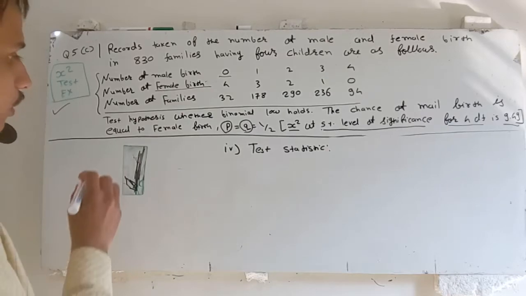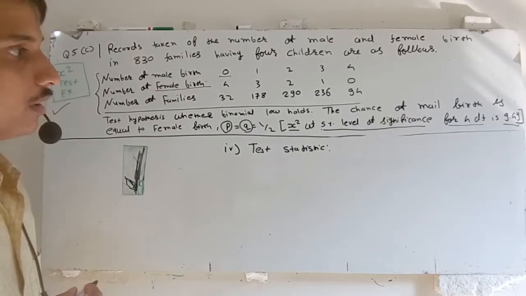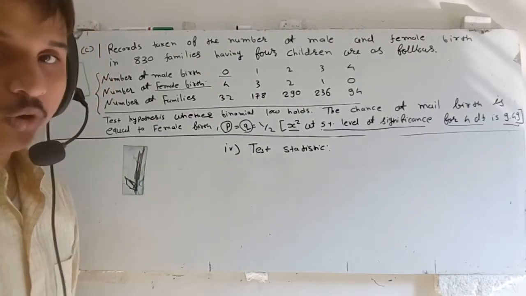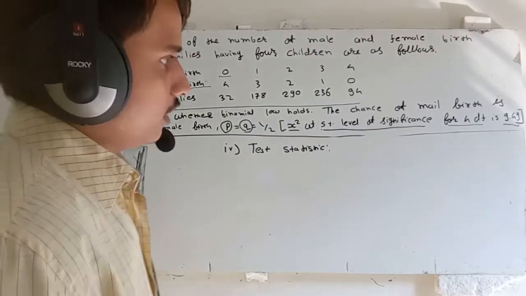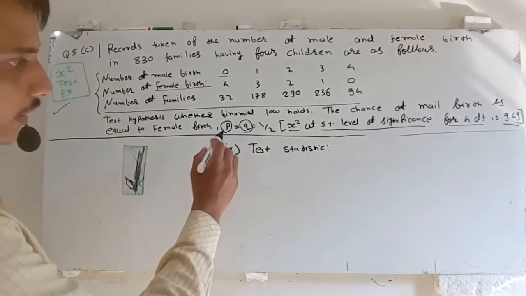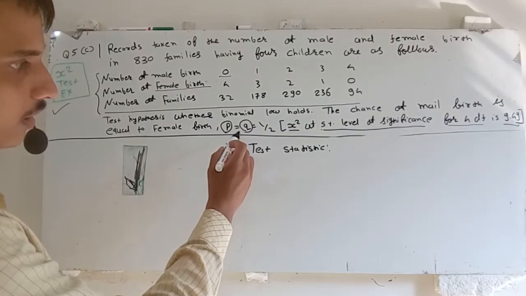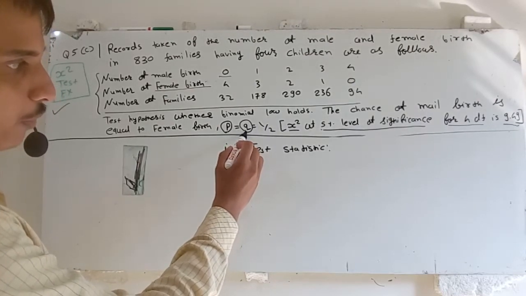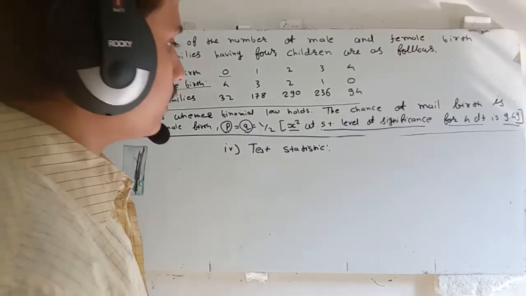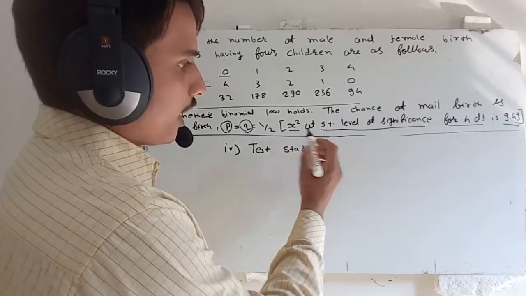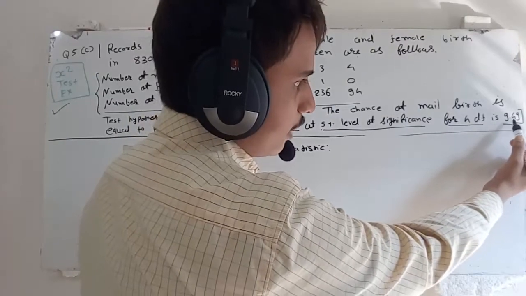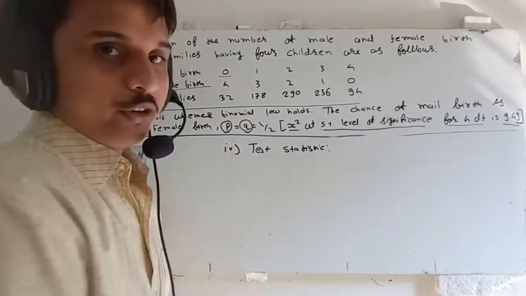Now in this question we have to test our hypothesis whether this distribution follows binomial law or not. The chance of male birth is exactly equal to female birth, that is P is probability of male birth and Q is probability of female birth, then P is equal to Q is equal to half. Now in this question, value of chi square at 5% level of significance and for 4 degrees of freedom is 9.49. This data we will use in our calculation.